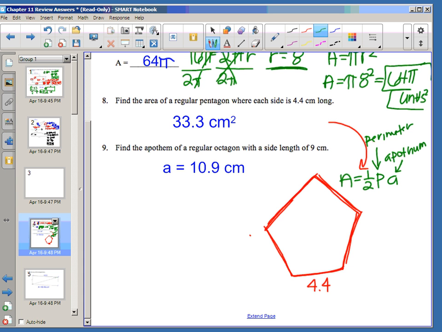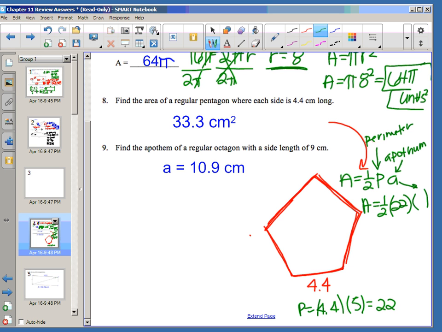All right, so we could easily find the perimeter so far. So I'm going to start my formula over here. The perimeter is going to be 4.4 times 5 sides, which gives me 22. So I know my perimeter is 22. The only thing I'm missing is my A.